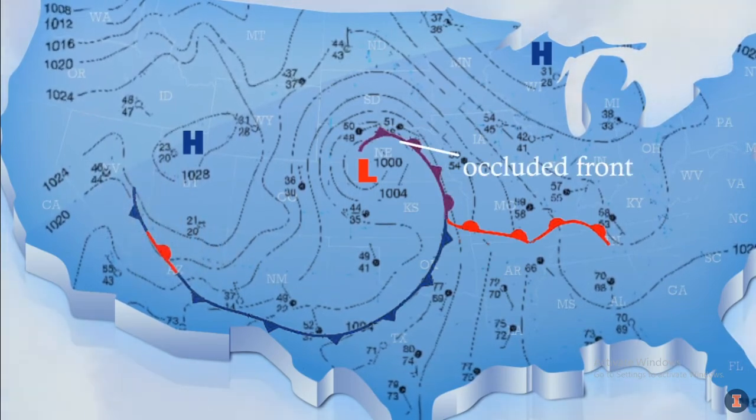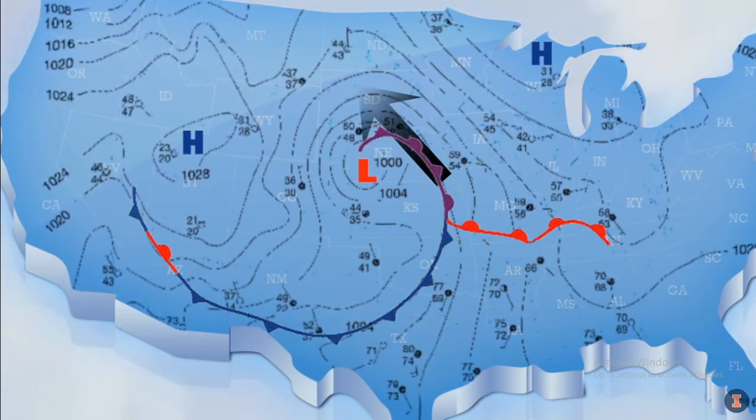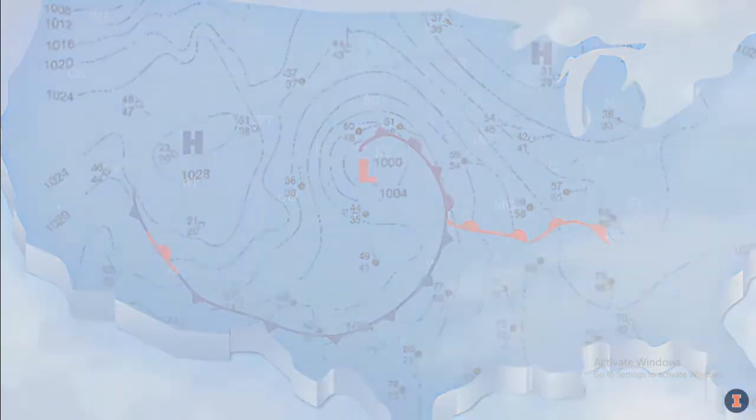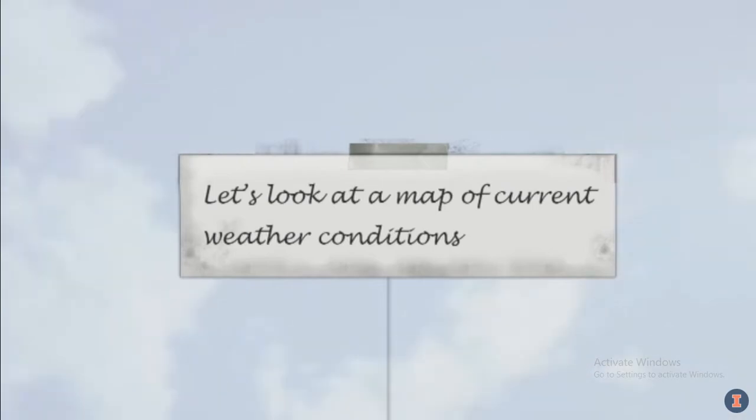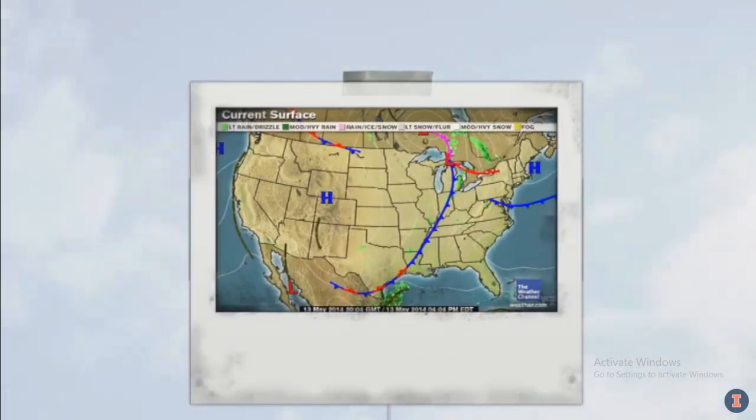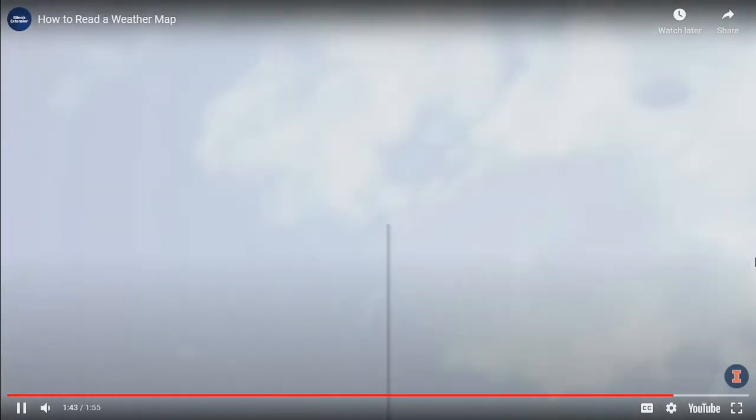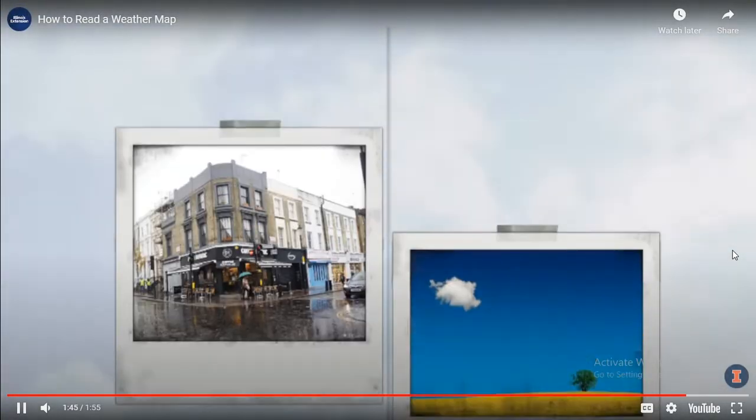A purple line with the cold and warm front symbols on the same side is called an occluded front. When this is present, it means the low pressure system is beginning to fade away. From these few basics, look at a map of current weather conditions. Can you predict what direction the wind is coming from on different parts of the map? What kind of weather is occurring based on the H and L pressure positions on the map?